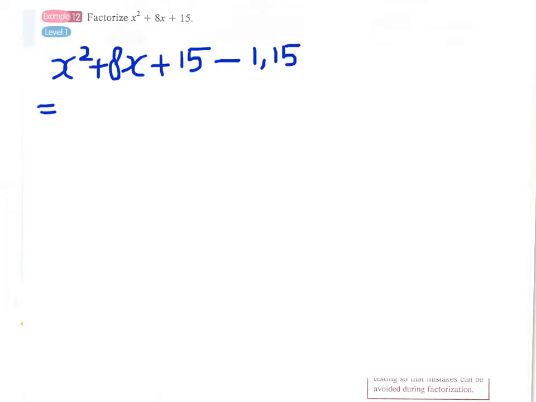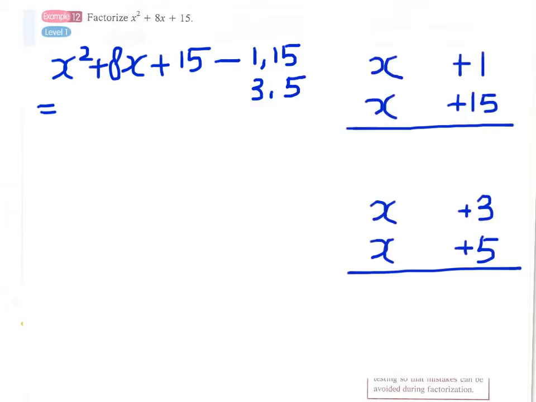And now we can try another example. Factorize x squared plus 8x plus 15. The first step will be to decompose 15 into two factors. We can have 1 times 15 or 3 times 5. Again, we write the two factors in a vertical format. We have x plus 1 times x plus 15, or x plus 3 times x plus 5.